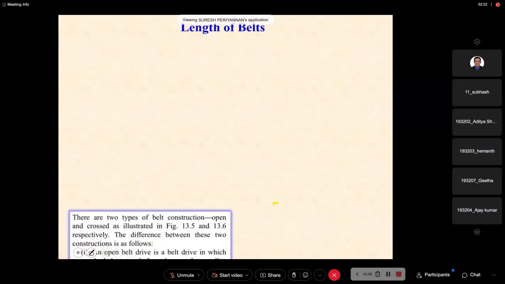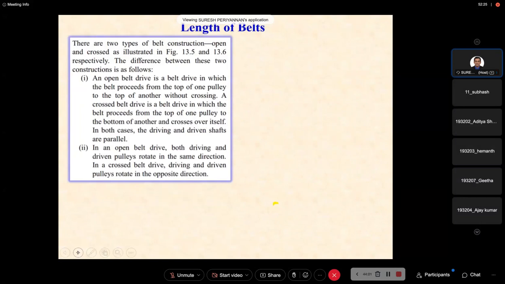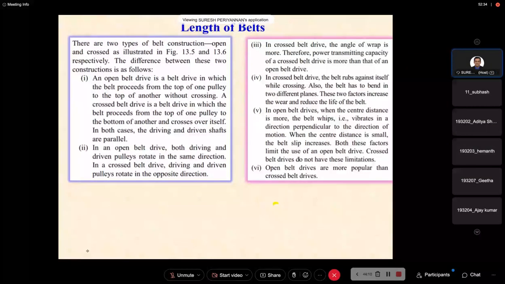Okay. Now I come to the length of the belt. There are two types of belt, you know, right? One is open belt and the other is crossed belt. Now I'm not going to concentrate more on this. See the difference between the open belt and cross belt. When we are using an open belt, the driven and driving pulleys rotate in the same direction, right? The belt proceeds from the top of one pulley to the top of the other without crossing. That is the open belt.